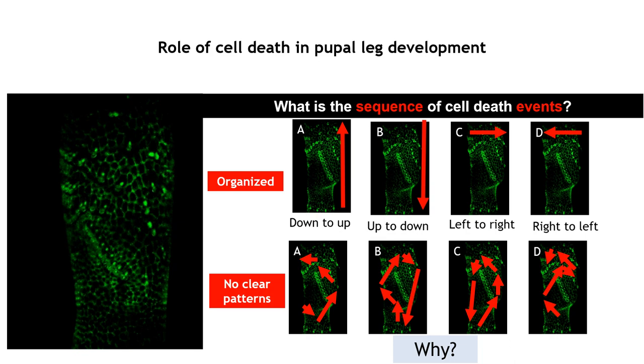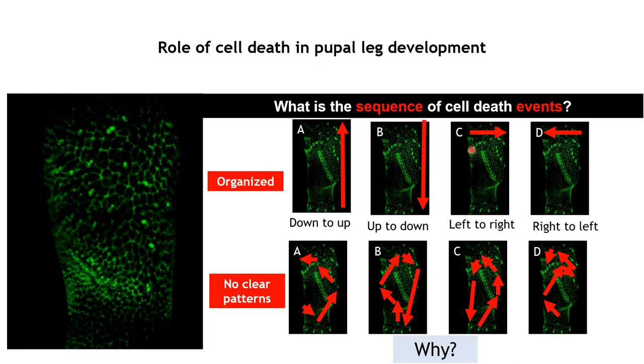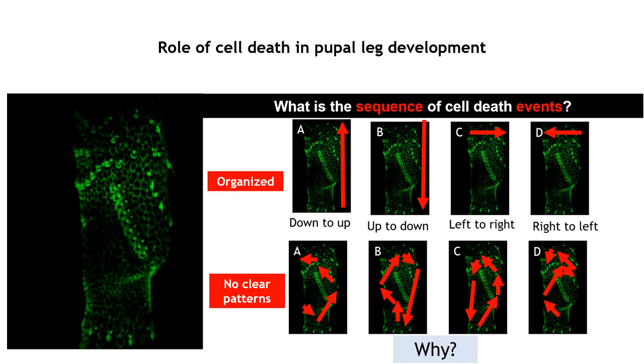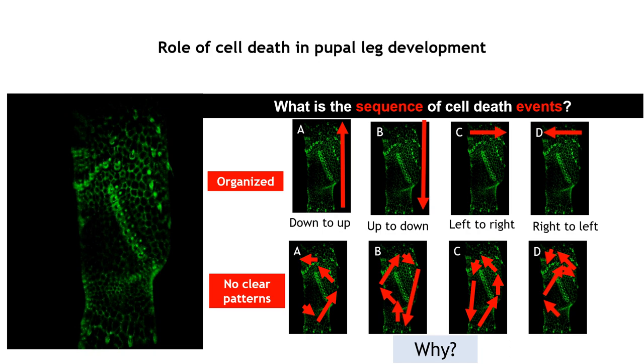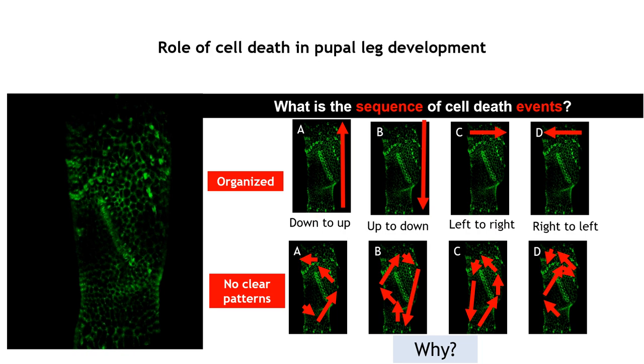Or maybe it's the opposite, that it goes down, or maybe it goes from left to right, because the comb is rotating, or from right to left. Or it's like everything that happens in our life, that every time you study, it could be slightly different, so there is not a clear pattern of extrusion. Every time you study one leg, and then you check the other one, the sequence of events of extrusion is different.